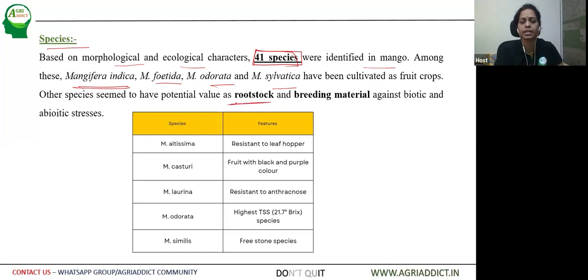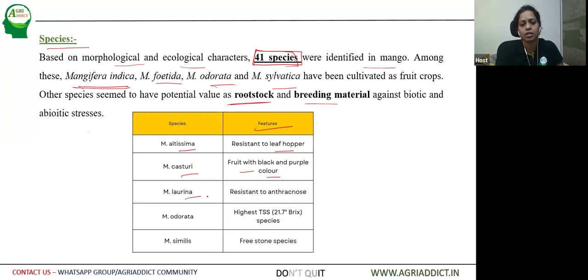So most of the other species apart from these are largely being used as rootstock and as breeding material against biotic and abiotic stresses. Some of the species and the features which they possess as possible rootstock: the first one is Mangifera altissima, which is resistant to leaf hopper, a pest of major importance. Then Mangifera casturi, which has a feature like fruit with black and purple color. So it can be used for breeding purposes as well.